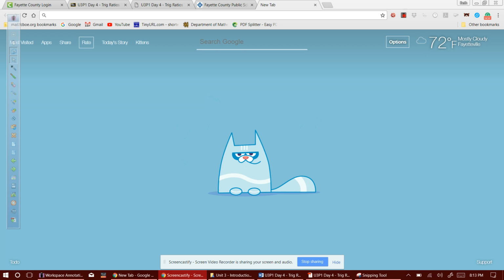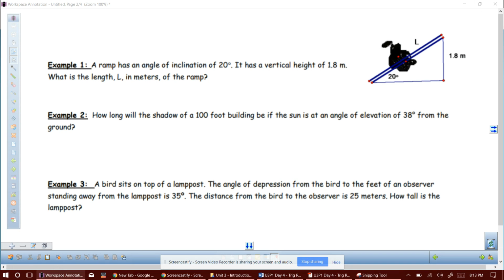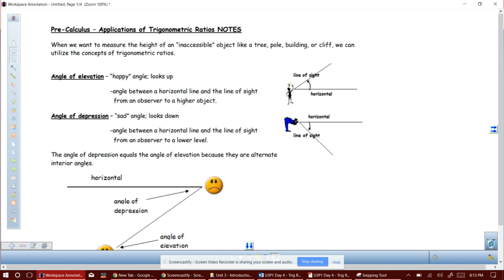I'd like to just go through with you some problems, some trig word problems. So I'm starting out here, and this is the handout that I've put online for you. And so these are our notes about application of trig word problems. So just a couple of words that we need to know to add to our vocabulary will be angle of elevation.